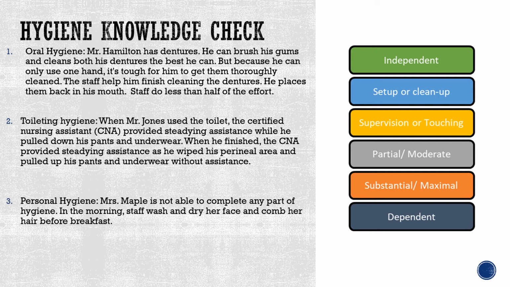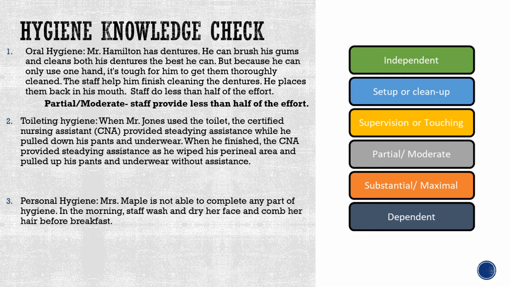Oral hygiene. Mr. Hamilton has dentures. He can brush his gum and clean both of his dentures the best he can. But because he only has the use of one hand, it's tough for him to get them thoroughly cleaned. The staff help him finish cleaning the dentures. He places them back in his mouth, and staff do less than half of the effort. How would this be coded? This would be coded as partial moderate. Staff provide less than half of the effort.